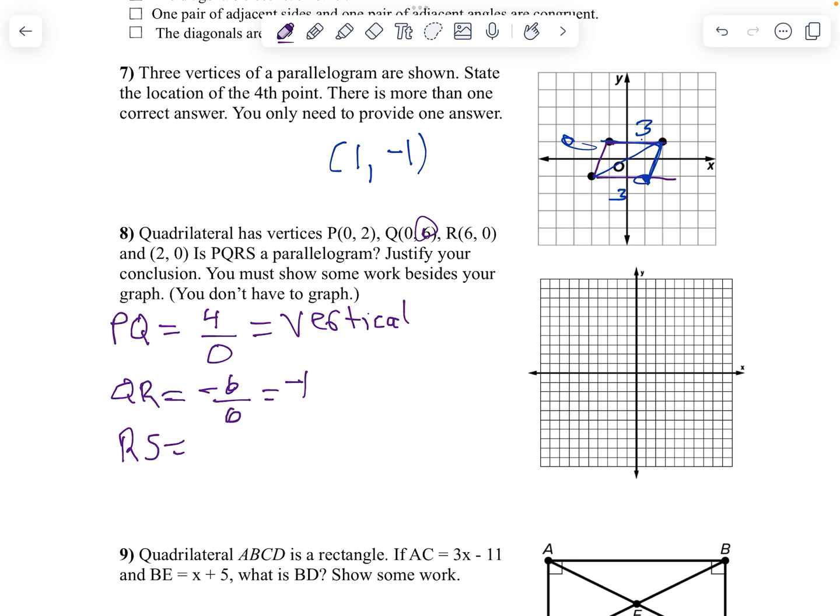Because if I subtract my y's, I get 0. Did I mess that up? 6 minus 2 is 4. 0 minus 0 is 0. Oh, it's not a parallelogram. And 2 minus 6 is -4. So I get a slope of 0. Notice my opposite sides don't have the same slope, do they? So it's not a parallelogram.